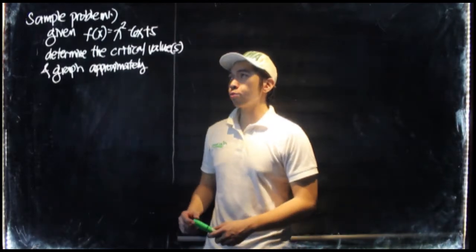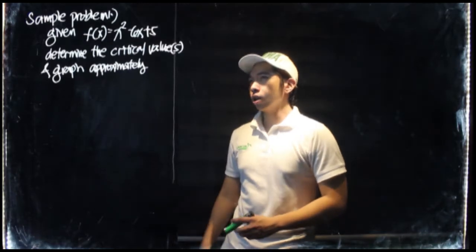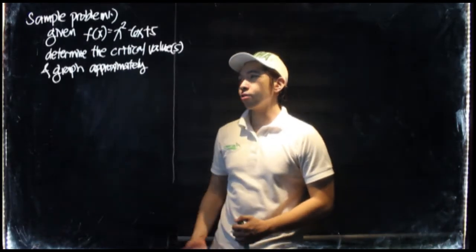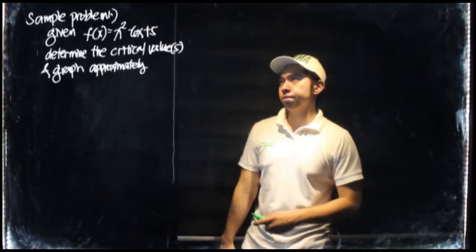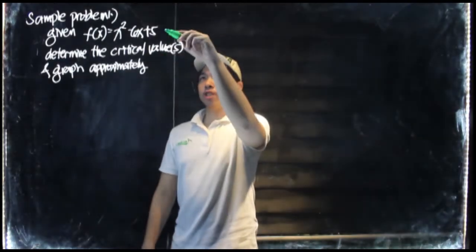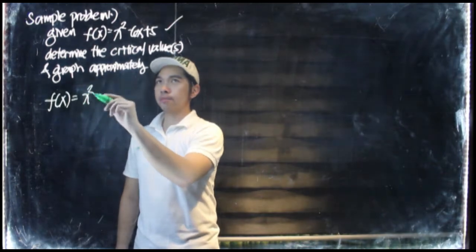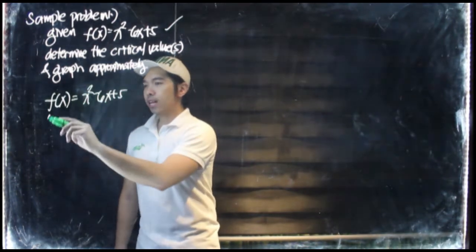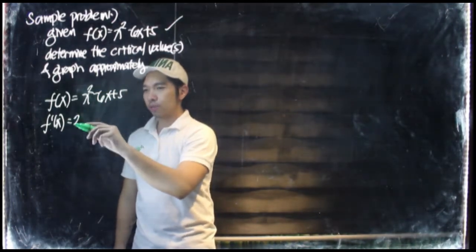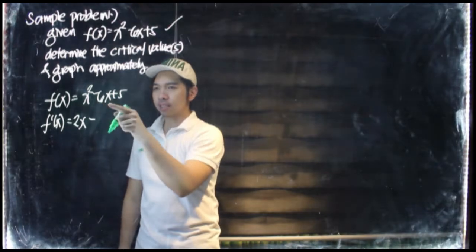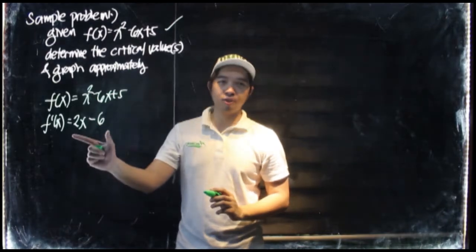So, we have here a sample problem. Given f of x equals x squared minus 6x plus 5, determine the critical value or values if necessary and graph approximately. The first thing that we're going to do is find the first derivative of this function. So f prime of x would be equal to 2x minus the derivative of 6x, which is 6. So that would be 2x minus 6, and this is our first derivative.